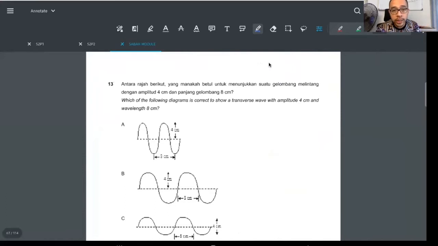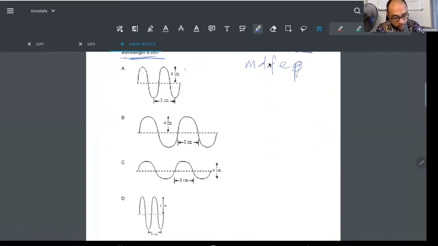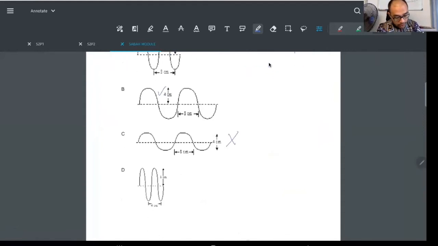Which of the following diagrams is correct to show a transverse wave, amplitude of 4 and wavelength of 8? Amplitude is the maximum displacement from the equilibrium position, MDFEP. So, amplitude of 4, this will be correct, this will be correct, this is definitely wrong, and this one even more wrong. So C and D are out.